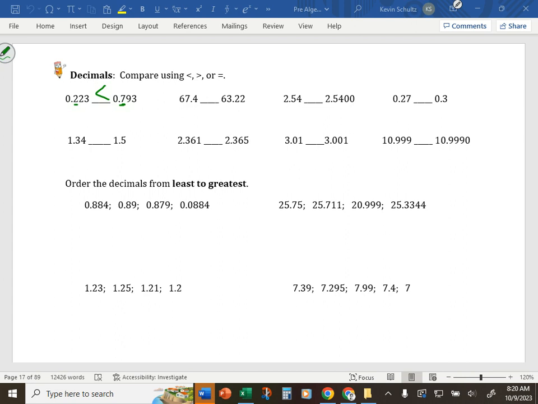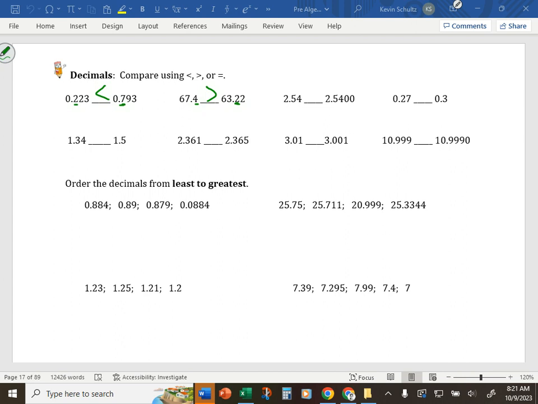What symbol's going to go in between those numbers? 67.4, 63.22. Amelia. Greater than. Even though our tenths digit, 4, is greater than 2, this rule does not apply here. What do you really need to look at first before you move to the tenths? Gigi. The number of wholes, right? 67 wholes is greater than 63 wholes. Okay? So the value is greater than.